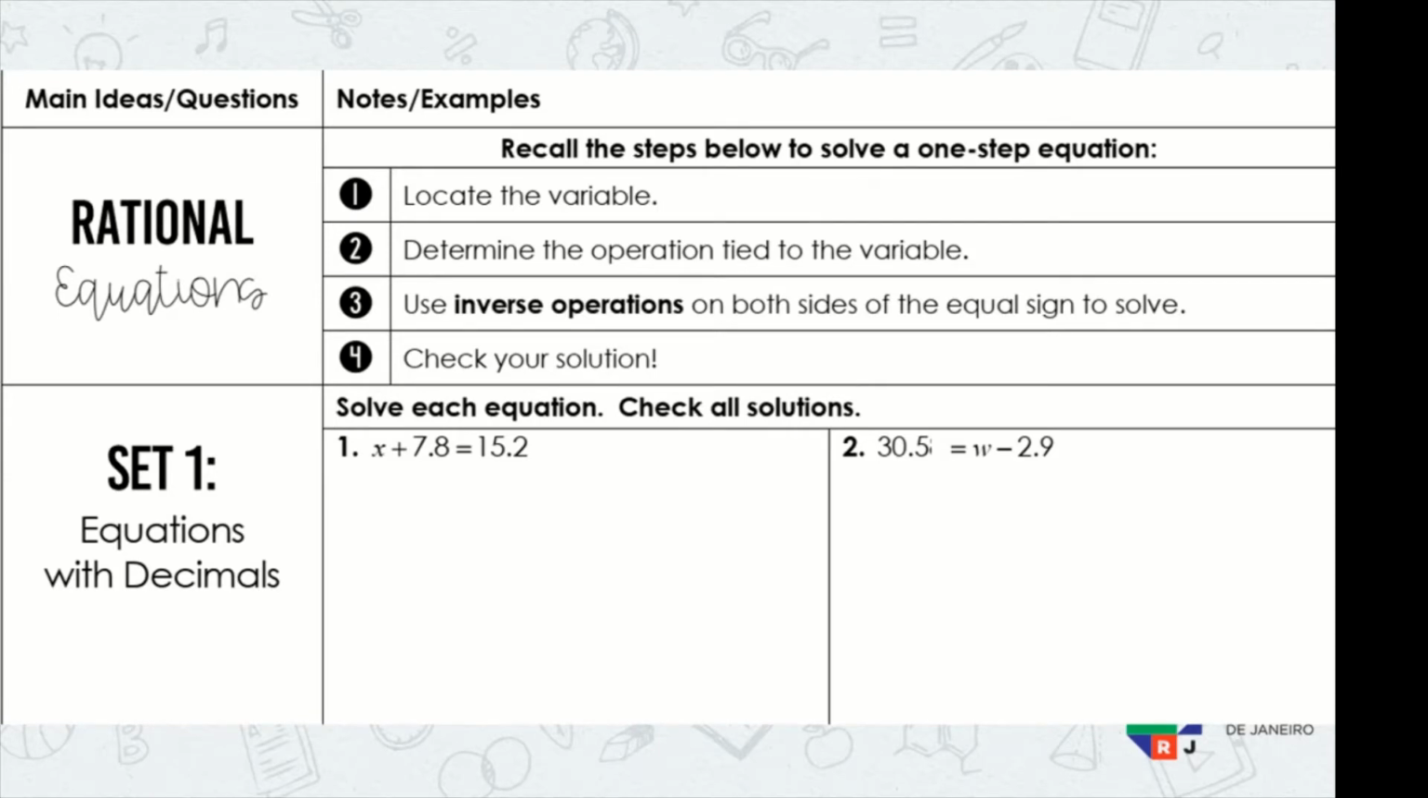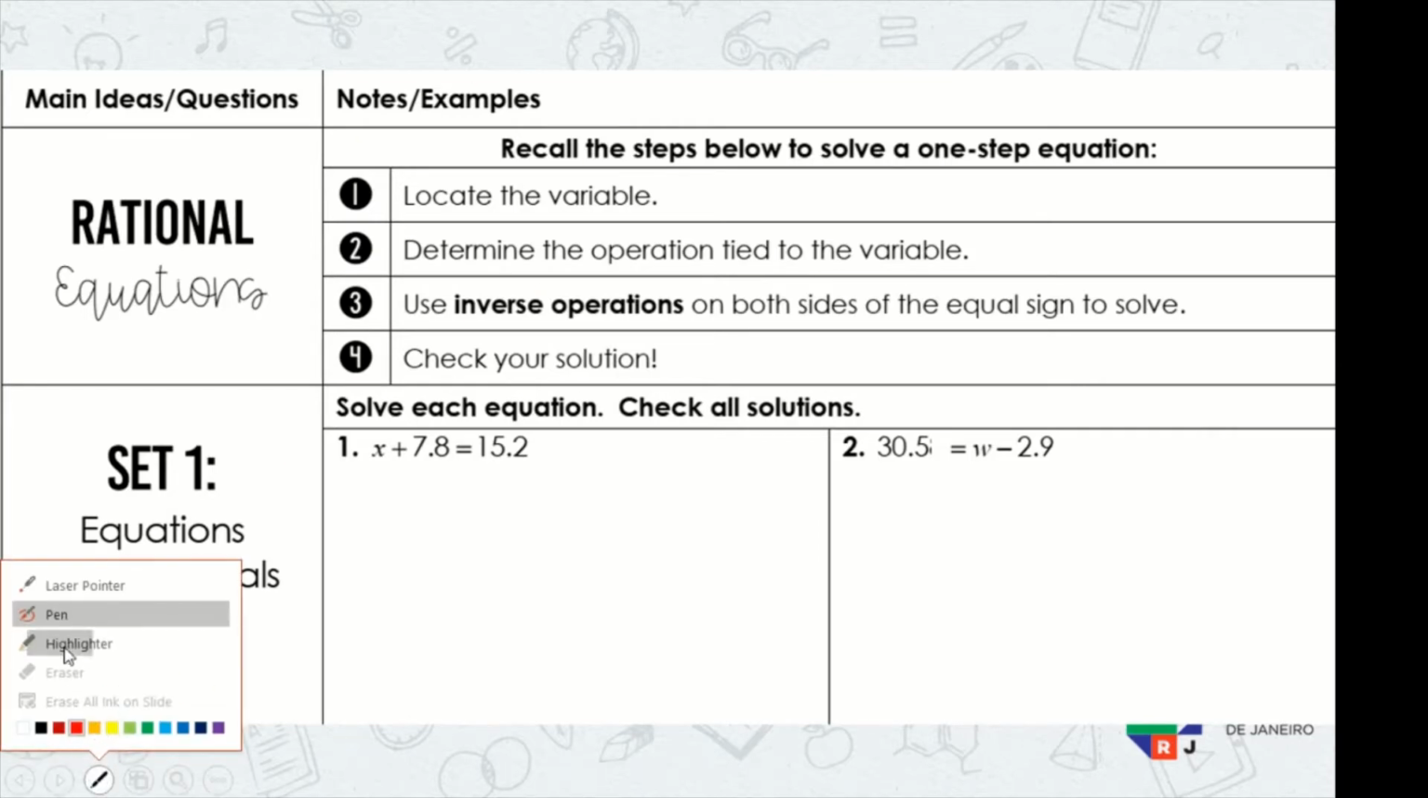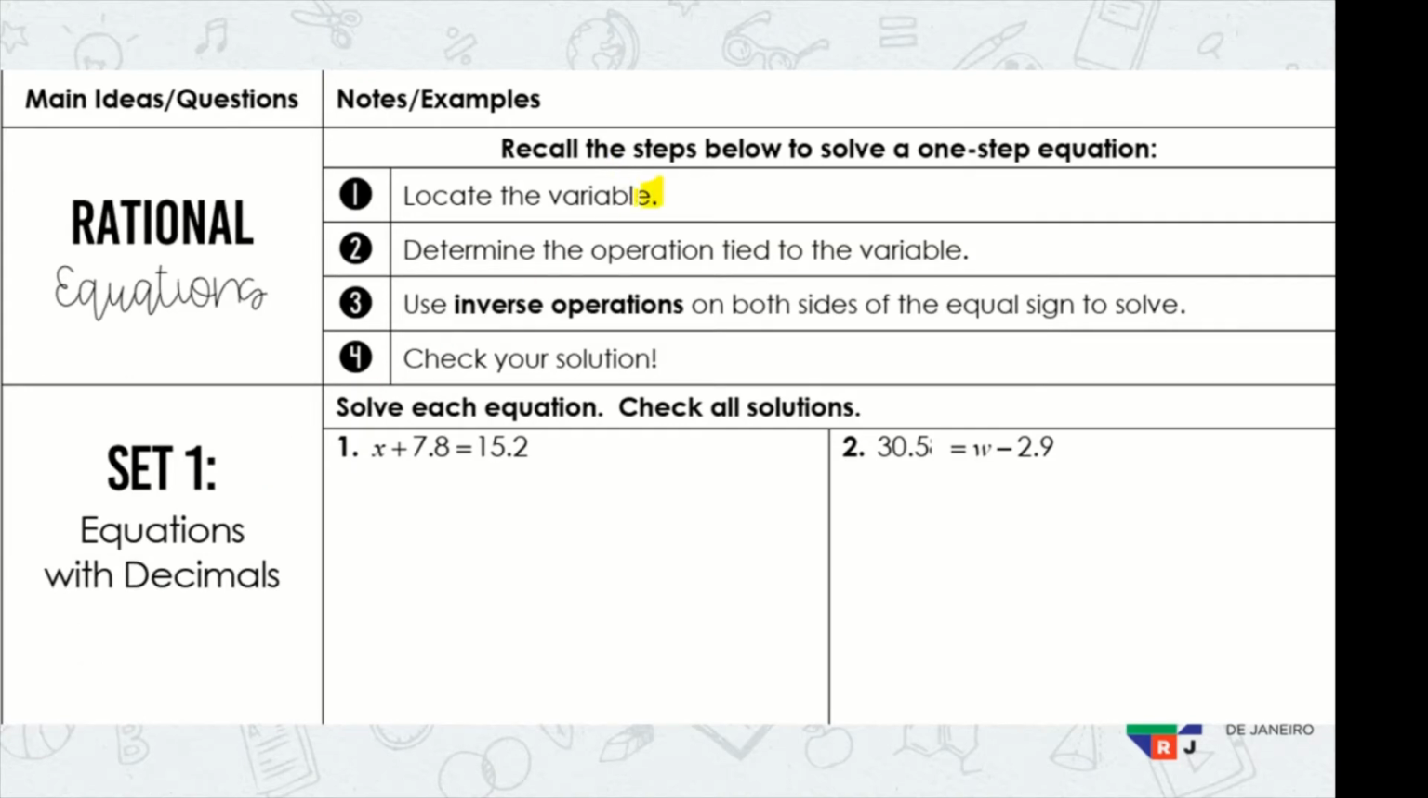Let's work. Mister, are the steps for rational equations different from the other steps? Remember, guys, to be true, they have to follow the same pattern. And as you can see, the pattern is the same. The steps are still the same. Step 1, locate the variable. Remember, you need to find the variable. Step 1 is still the same.